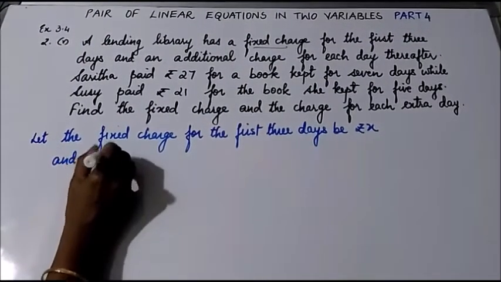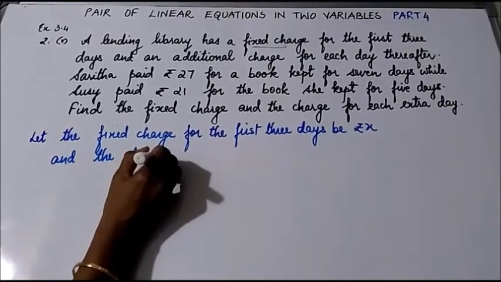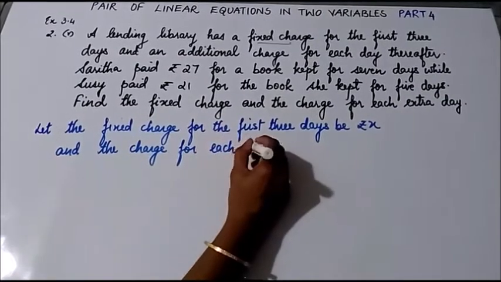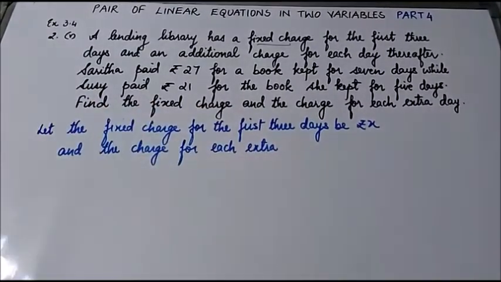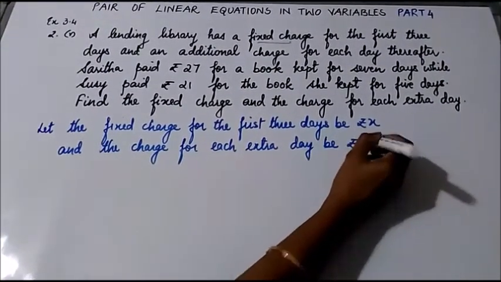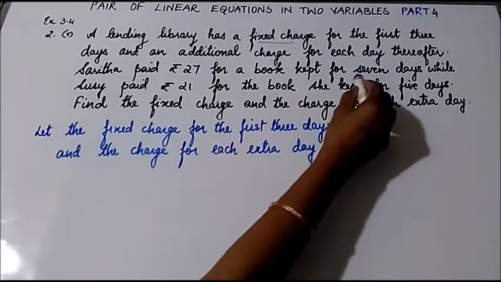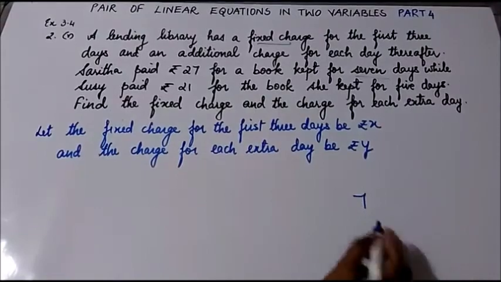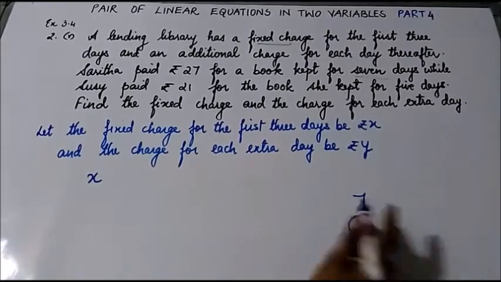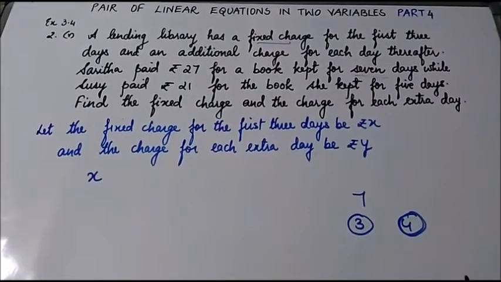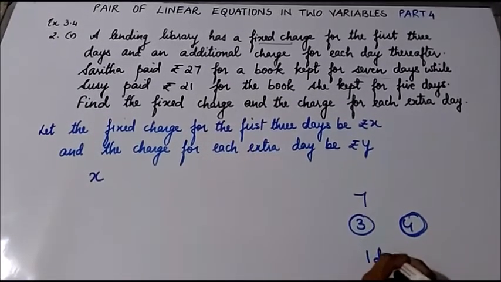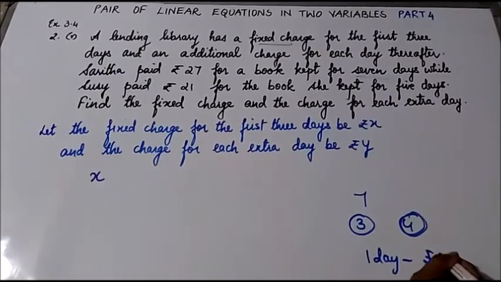and the charge for each extra day be rupees y. Okay, Sarita keeps the book for how many days? She keeps the book for 7 days. That means for the first 3 days she has to pay rupees x. How many days are left now? 7 minus 3, 4 days are left. For each extra day she has to pay the library rupees y.